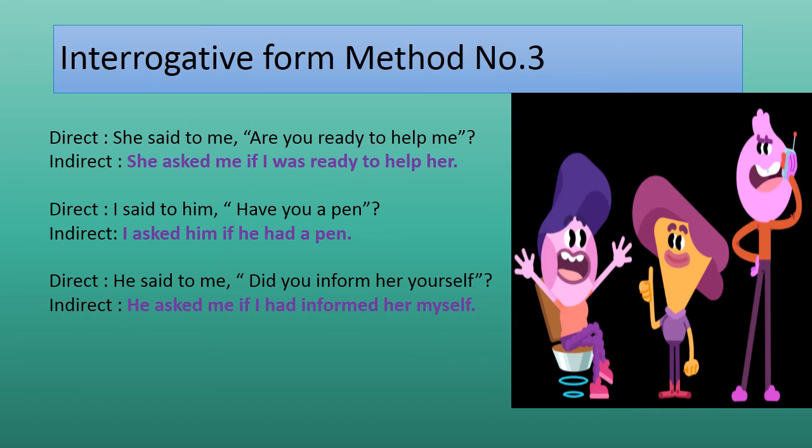Interrogative form. Direct speech: she said to me, "Are you ready to help me?" In this sentence, "are" is the interrogative word, change it according to tense. Follow the rules. Indirect speech: she asked me if I was ready to help her. Direct speech: I said to him, "Have you a pen?" Indirect speech: I asked him if he had a pen. Direct speech: he said to me, "Did you inform her yourself?" Indirect speech: he asked me if I had informed her myself.